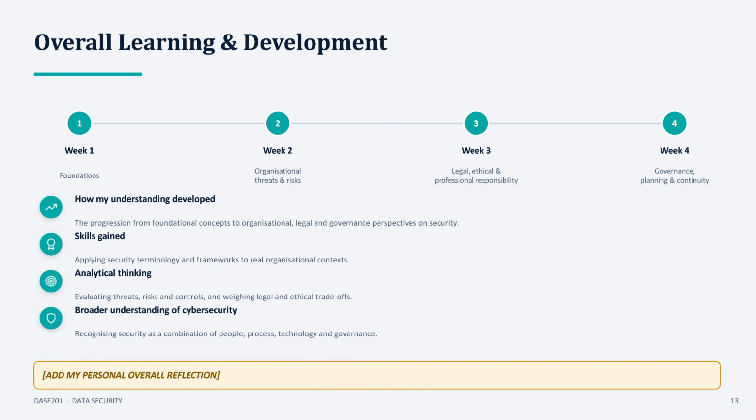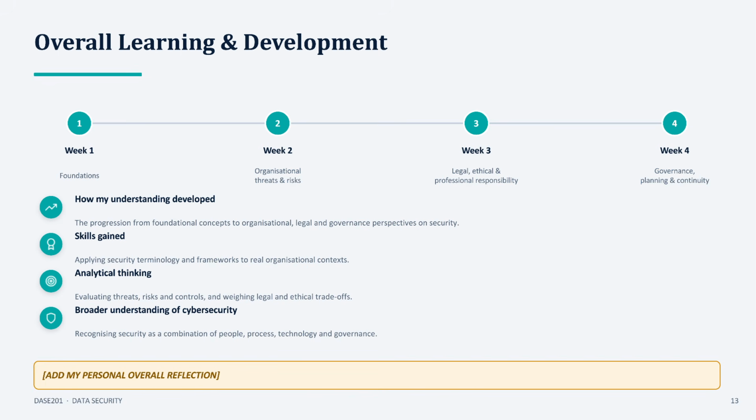I also developed some useful skills. I became better at using security terminology. I learned how to think about security risk and controls. I also learned that security decisions are not always only technical decisions. They can involve legal, ethical, and business issues as well. Overall, now I can see cybersecurity as a much bigger field than I did before starting this unit.